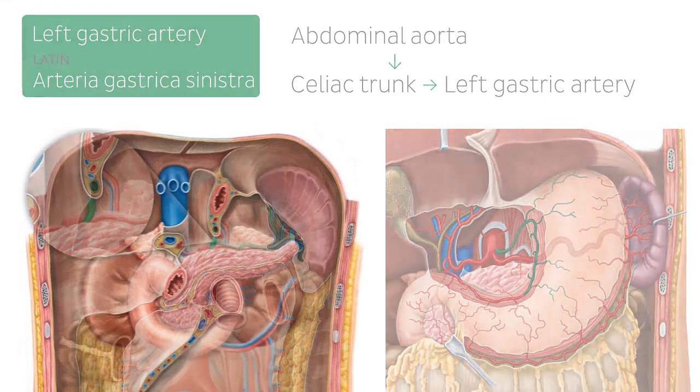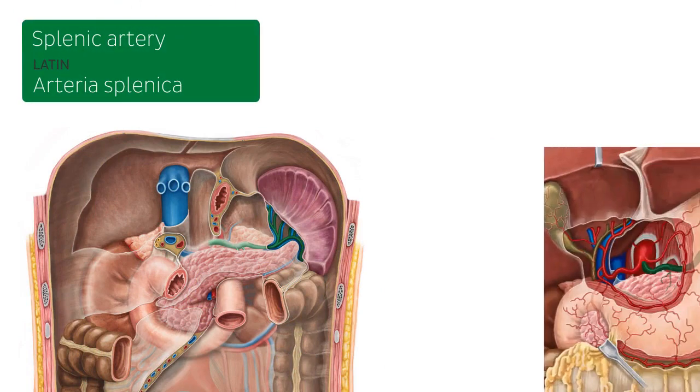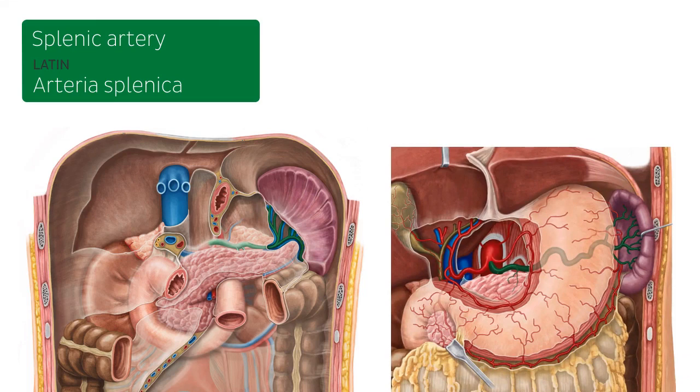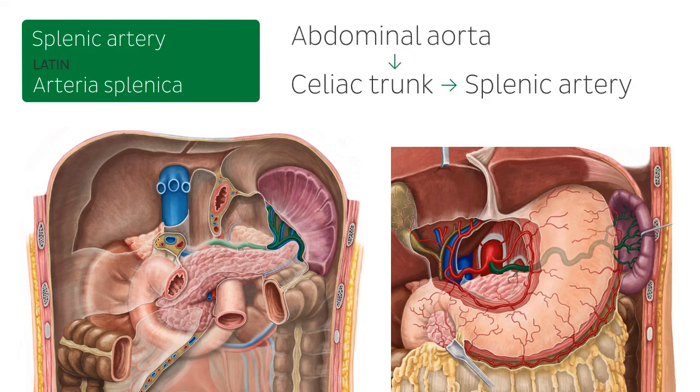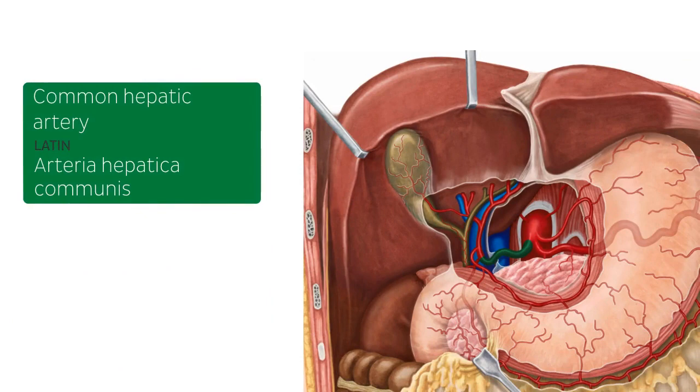So the second branch of the celiac trunk we can see is the splenic artery, which is highlighted in green in these images. The splenic artery is the largest branch of the celiac trunk, and it takes a tortuous course to the left along the superior aspect of the pancreas, and then divides into smaller branches which enter the hilum of the spleen. So again, to reiterate, the abdominal aorta gives off the celiac trunk, which then gives off the splenic artery.